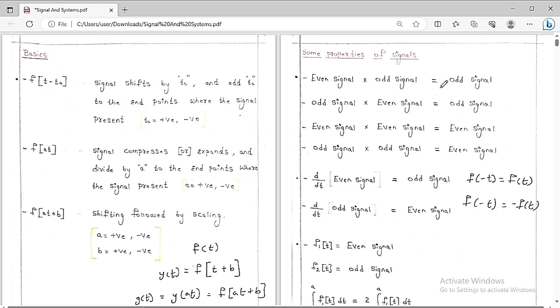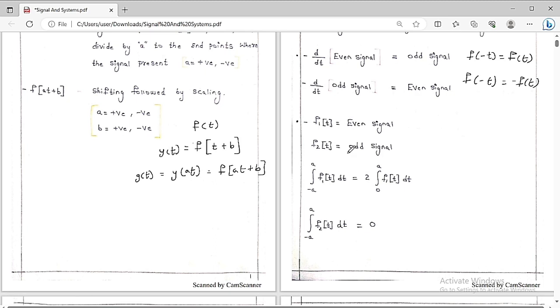Even signal times odd signal is equal to odd signal. Odd signal times even signal is equal to odd signal. Even signal times even signal is equal to even signal. Odd signal times odd signal is equal to even signal. And the derivative of an even signal is an odd signal, and the derivative of an odd signal is an even signal. So vice versa, the reverse of this. So this one you always have to keep in your mind.